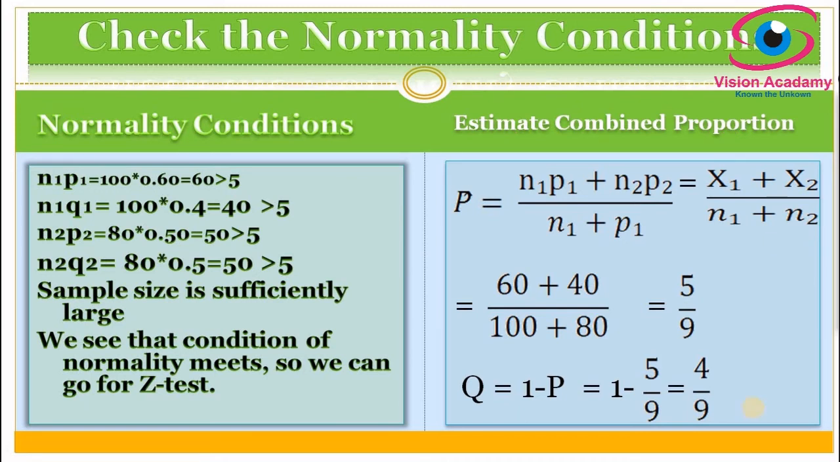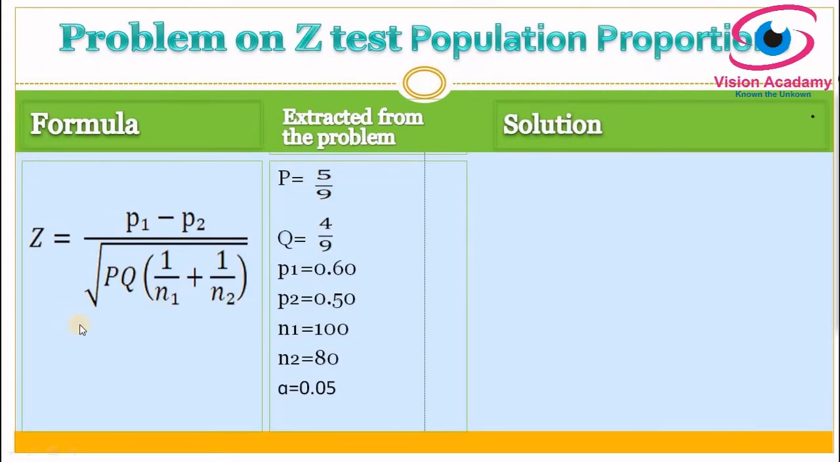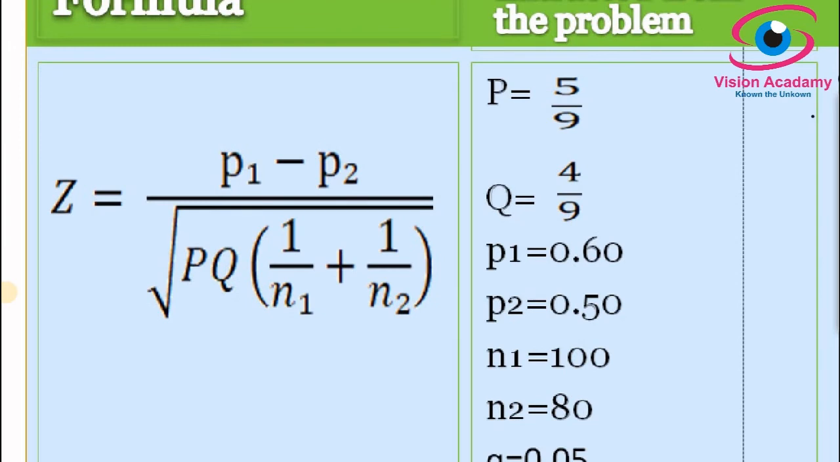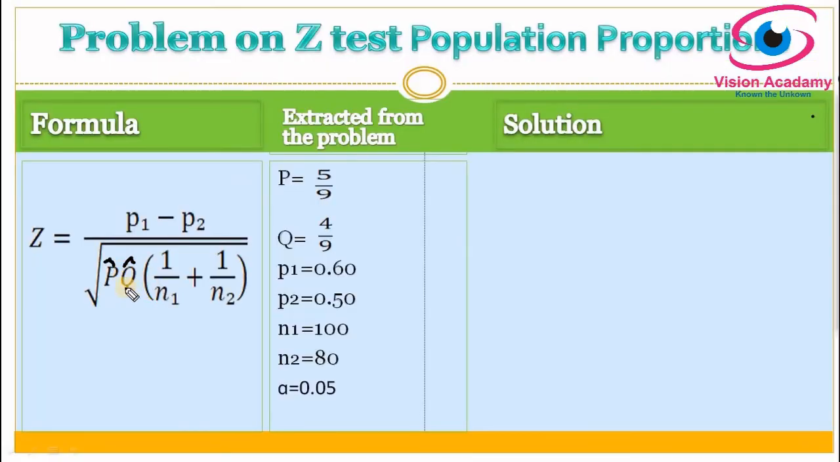Now we can directly go for testing the hypothesis using the Z test. The formula we use to calculate it is this: Z is equal to p1 minus p2 divided by the square root of p hat q hat, which we just found, multiplied by the bracket 1 by n1 plus 1 by n2. Here small p1 and p2 are the population proportions, and p hat and q hat are from the combined proportion. We also have all the data listed here: p hat, q hat, small p1, small p2, n1, n2 and alpha.